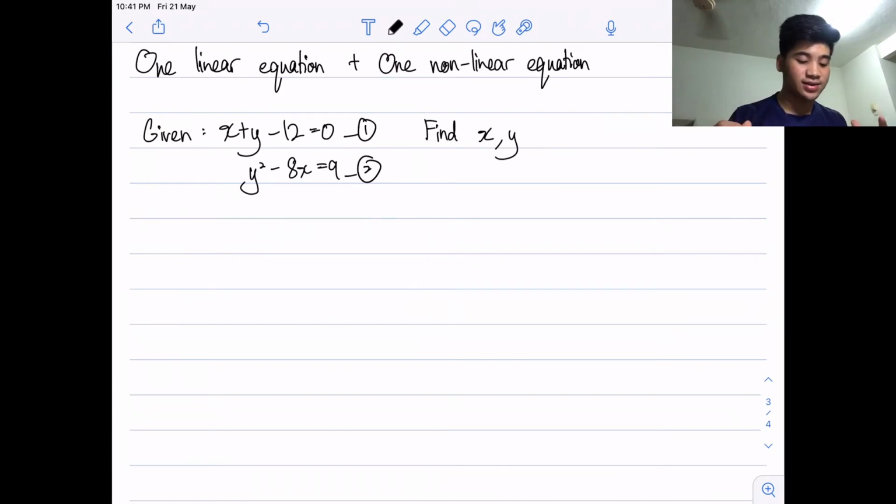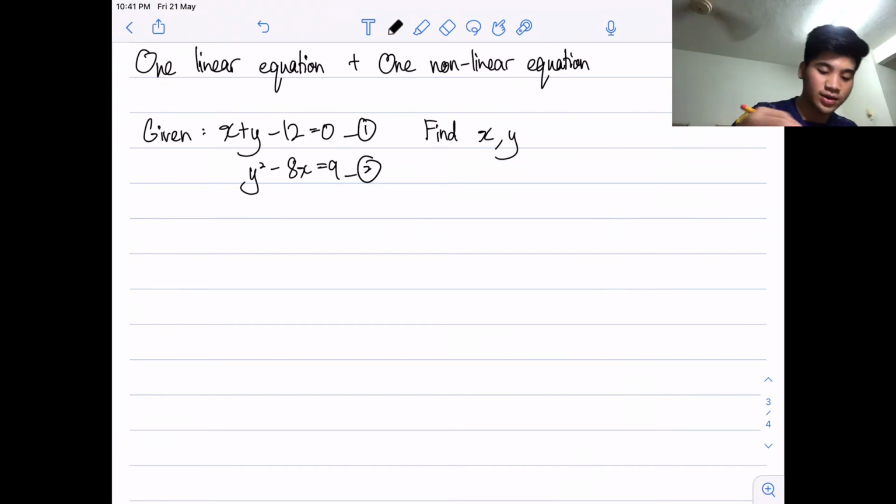So in this case, I want to sub 1 into 2. Because if you were to sub 2 into 1, it will be kind of complicated since you have to work with y squared. But vice versa, you can actually use whichever way you want. In this case, I'm going to use equation 1 since x doesn't have a coefficient, so I wouldn't have to divide anything. So let's do it.